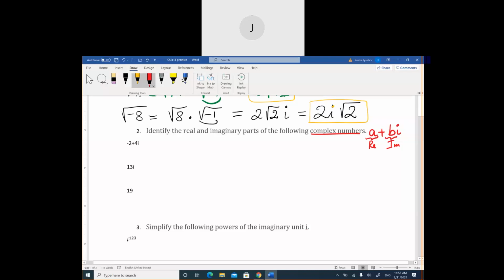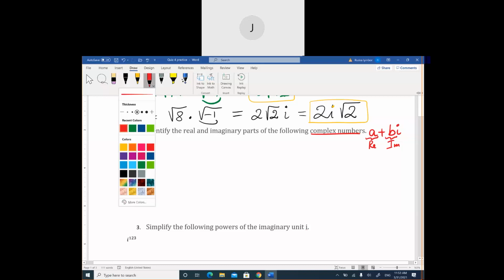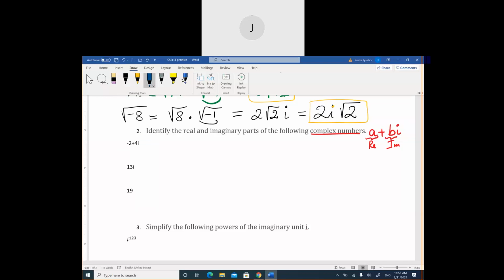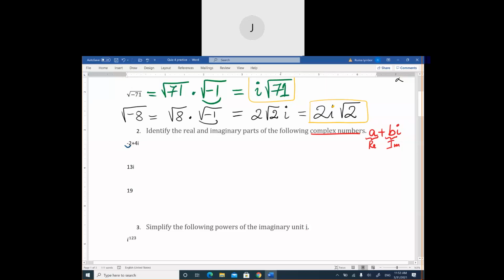Okay, I see some answers already popping in my chat. So let's do the first one. That's right, Marcel. Looking at this, the first number is real and the second is imaginary. So always make sure you connect the imaginary with the i. So what you need to write here, the real component is -2, and the imaginary is going to be 4. That's all you need to write. What is the real, what is the imaginary, okay?